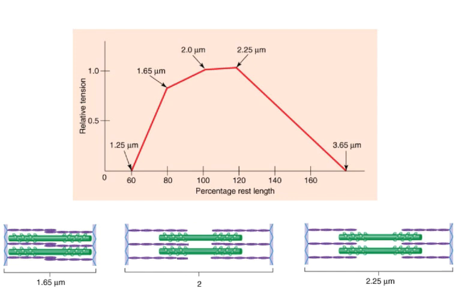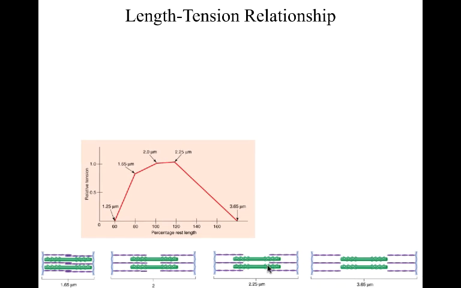In this experiment, the amount of tension is determined when a muscle goes under an isometric contraction. When the head of the myosin attaches to actin, that is considered as an active tension. If I stretch a muscle, let's say we're going to stretch it from this point all the way to 3.65, as you can see in this picture.